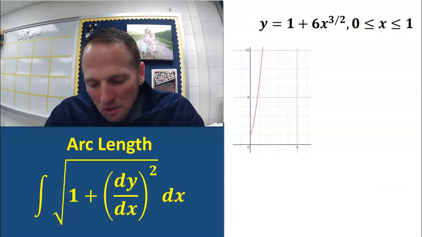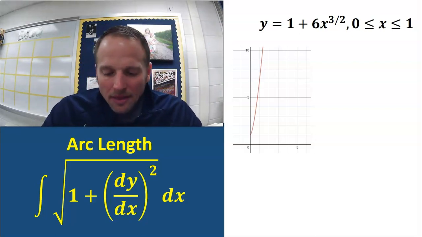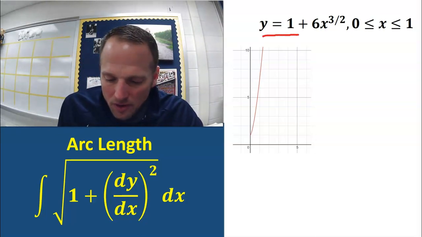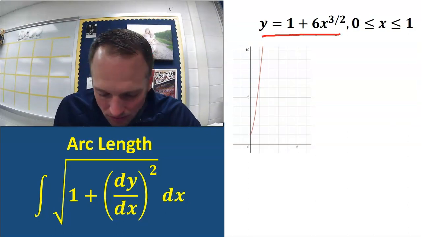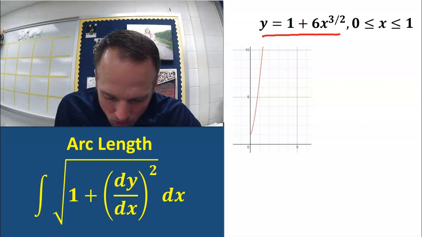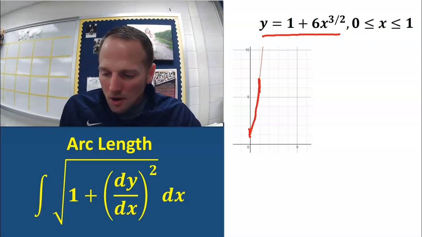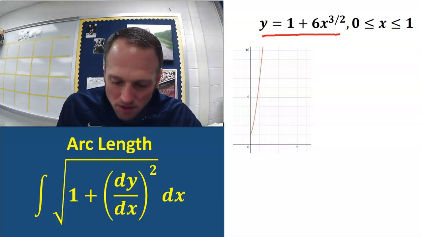So I want to know, what is the arc length of this curve from 0 to 1? I've got this graphed here, and I want to know the length of this curve from there to there. All right, so let's use our formula that we know.